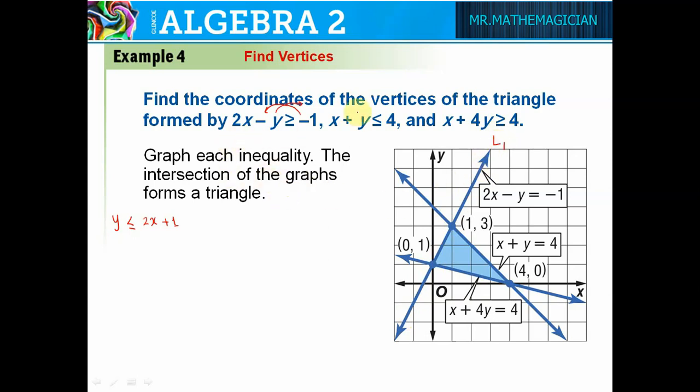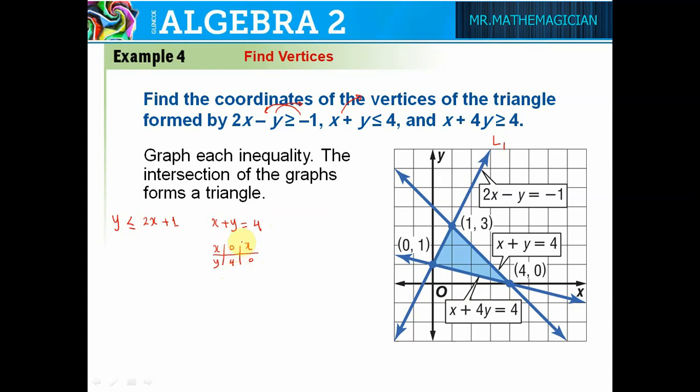Now for the second line, I need y alone, so I can take this one back there. Or I can say that if we leave it the same, x plus y equals 4 as an equation. If we set x as 0, y will be 4. If you set y as 0, x will be 4.